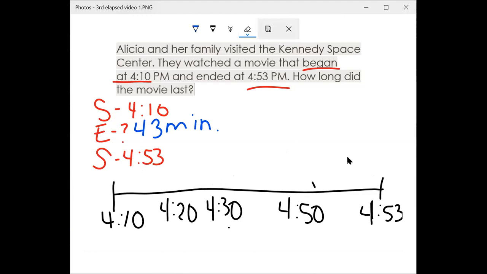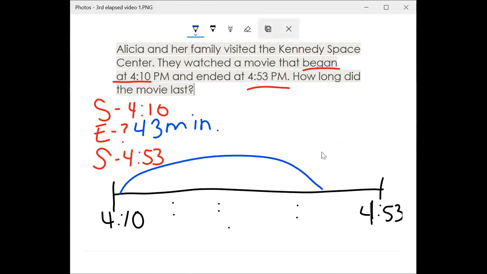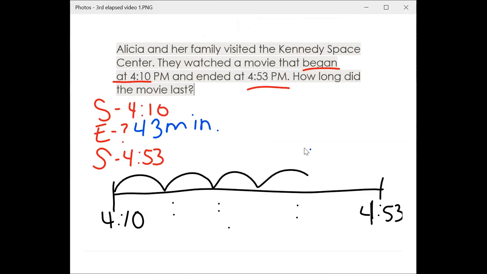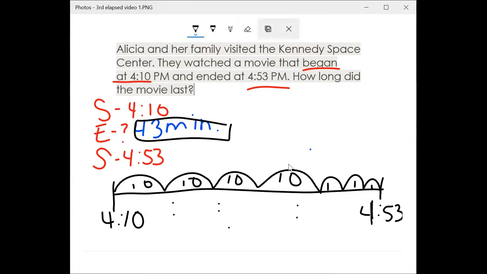Okay, and the beautiful thing about an open number line is you can totally change it to fit your needs. Some of you might be able to look at 4:10 to 4:53 and just know that I have to jump 40 minutes, and then I have to jump 3, and then I would only have to add 40 and 3. Or we might not see that, and that's totally okay. Or we might be going longer amounts of time. We might be changing it over an hour. Then we could go by 10, 4:30, 4:40, 4:50, 4:51, 52, 53. Either way, you're going to get the elapsed time of 43 minutes.